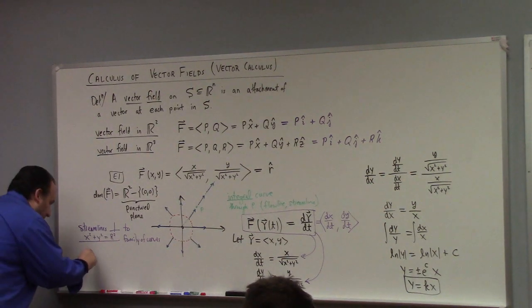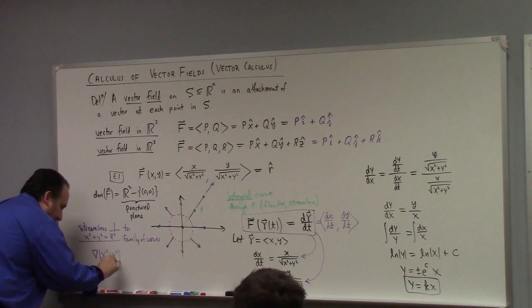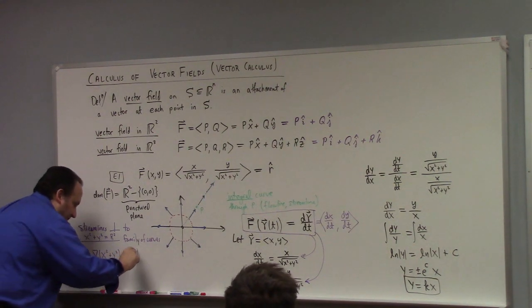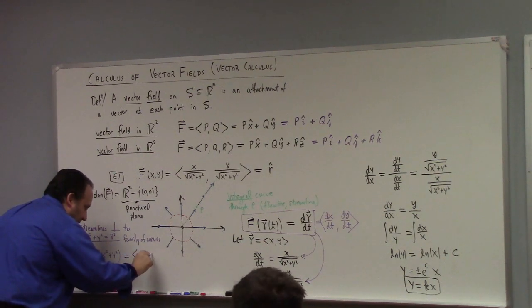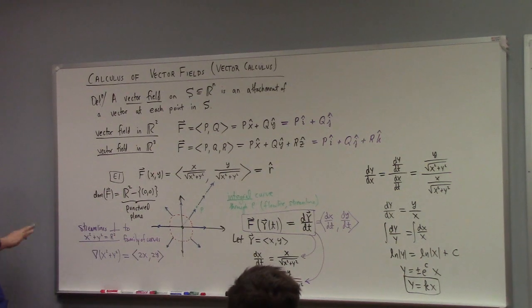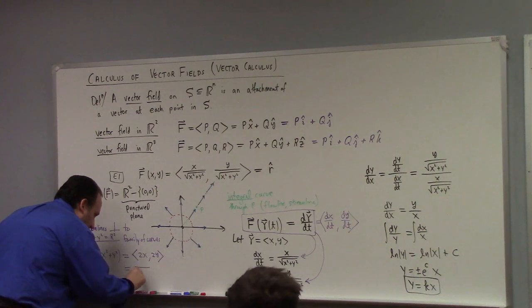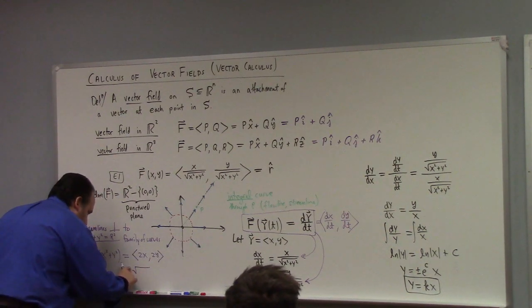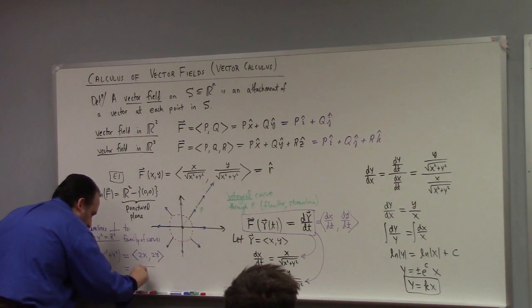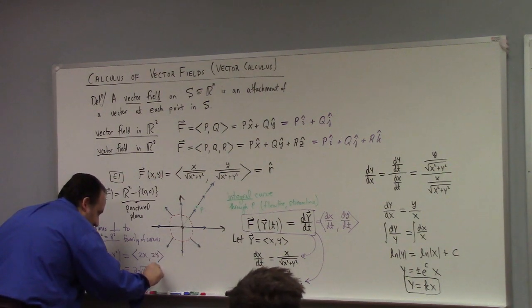Check it out, though. The gradient of x squared plus y squared is what? It is 2x, 2y, right? But this much is true. That's equal to twice the square root of x squared plus y squared, times what? Times my vector field, right? Times r hat.